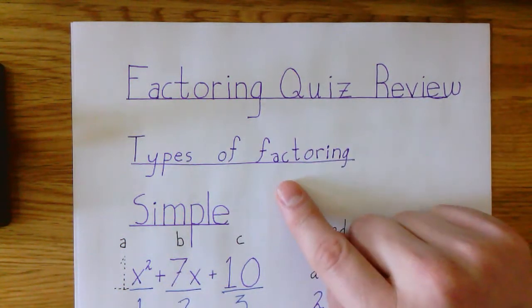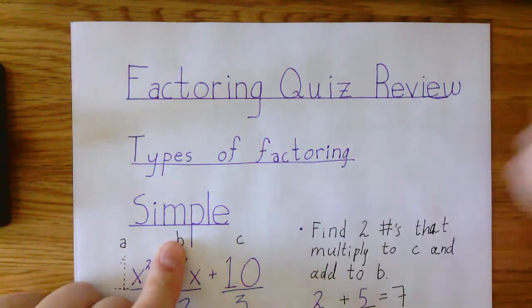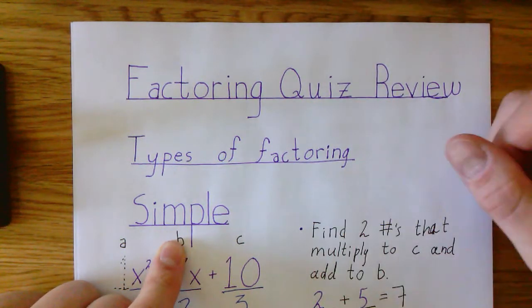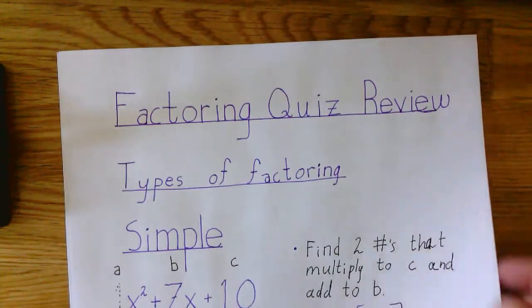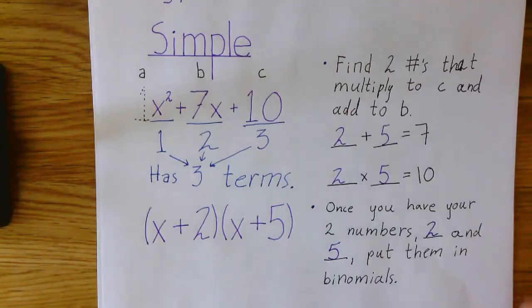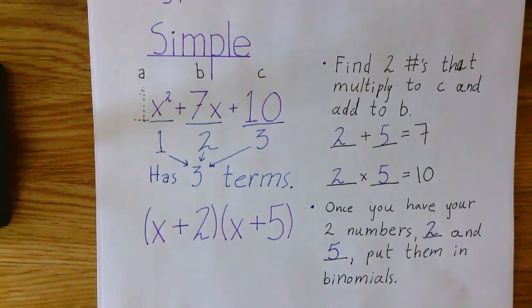Anyway, so factoring quiz review. We're going to talk about the types of factoring first. The first one is simple, right? We call it simple because it's easy peasy lemon squeezy, just like mashed but cheesy. Okay. So simple, you are going to know it is simple for 2 reasons.